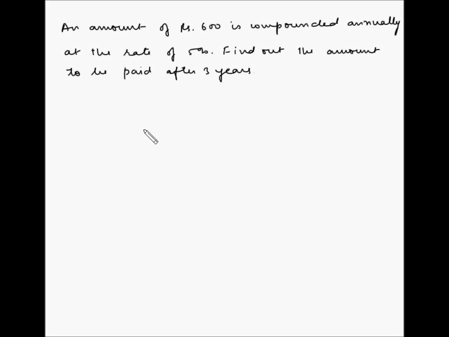An amount of rupees 600 is compounded annually at the rate of 5%. Find out the amount to be paid after 3 years. So here the principal amount is 600 rupees and it has been put in the bank for 3 years. Now the amount is being compounded annually, so at the end of every year it is being compounded, and the rate of interest is 5% per annum. So now we have to find out the amount to be paid after 3 years.